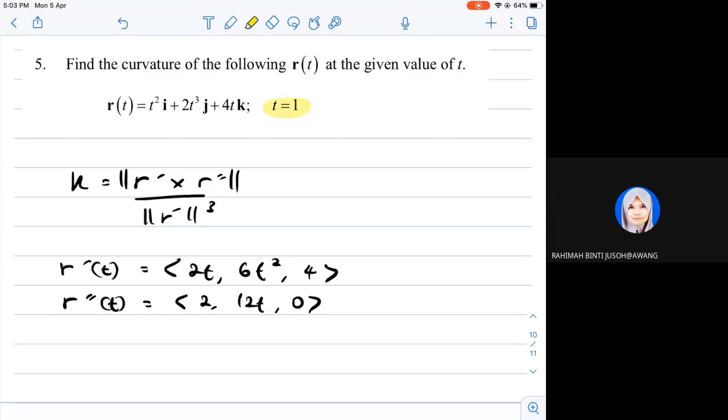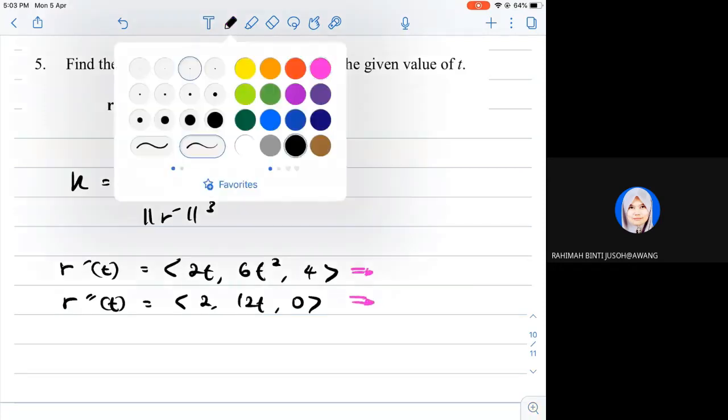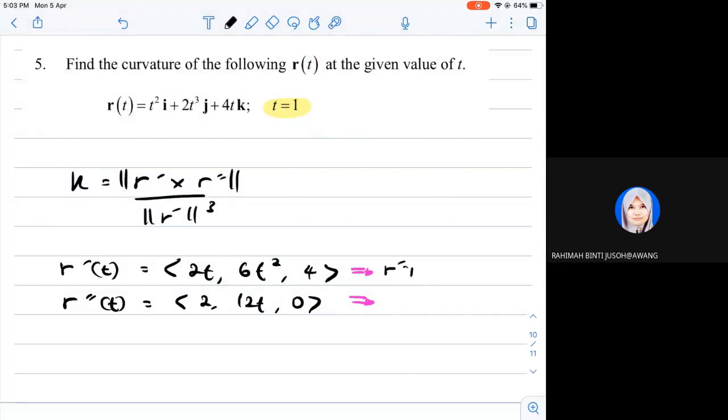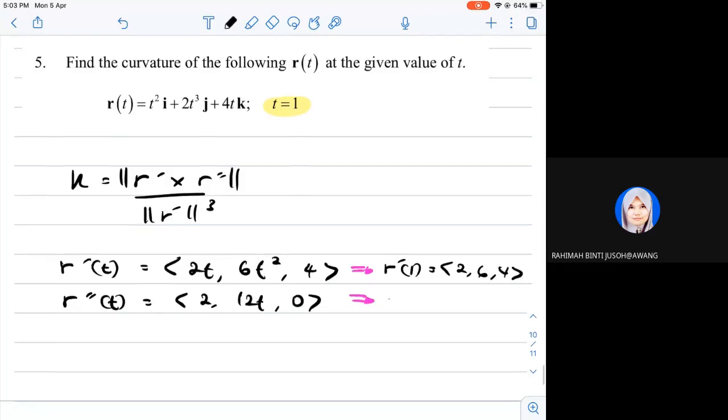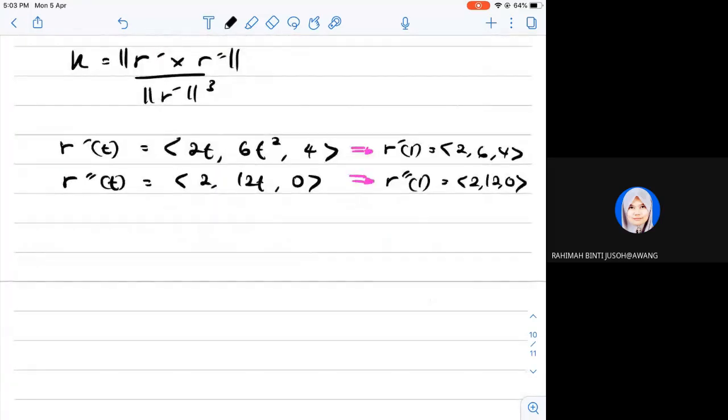Okay guys, soalan ni dia tanya pada nilai T equals to 1. So you have to substitute the values of T lah. So gantikan T equals to 1. Therefore R prime 1. You gantikan T sama dengan 1, you dapat 2, 6, 4. Macam ni kan? Okay, and then gantikan dekat R double prime. 2, 12, 0 kan. Okay. So dah senang sikit nak calculate bila dah ganti nilai tu.